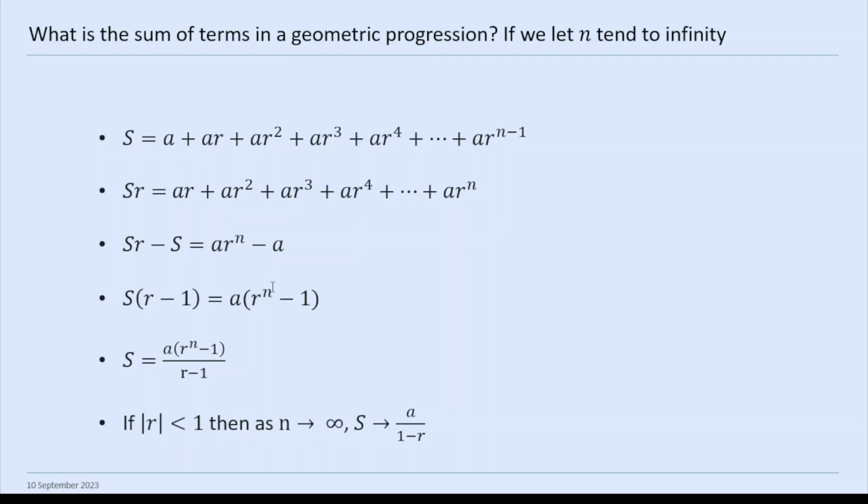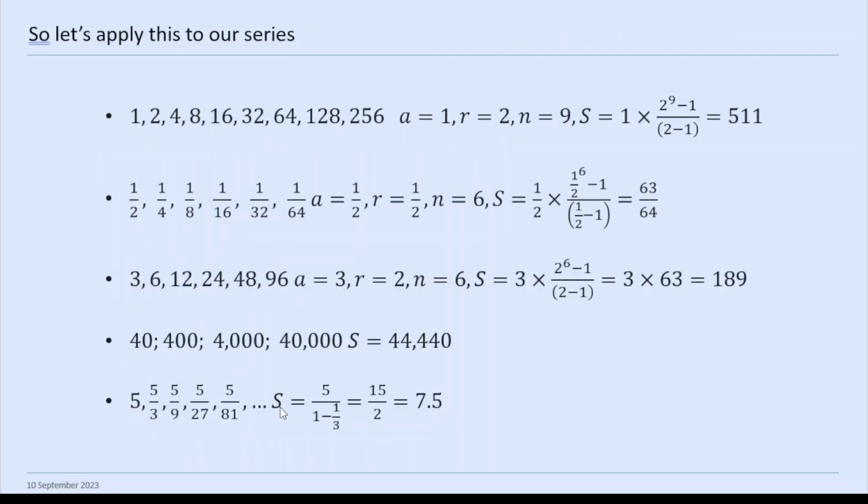If the magnitude of R is less than 1, then this thing converges, and basically as n goes to infinity, R to the power n goes down to 0. You end up with A times minus 1 over R minus 1, which basically becomes A over 1 minus R, because you can just factor out the minus 1s. So the sum is A over 1 minus R, so it's very simple and kind of pretty. So in this case, 5, 5 over 3, 5 over 9, 5 over 27. The sum is the first term, which is 5, over 1 minus R, which is going to be 2/3, so we end up with 3 times 5 over 2, which is 7.5, which looks about right when you look at the left-hand side.